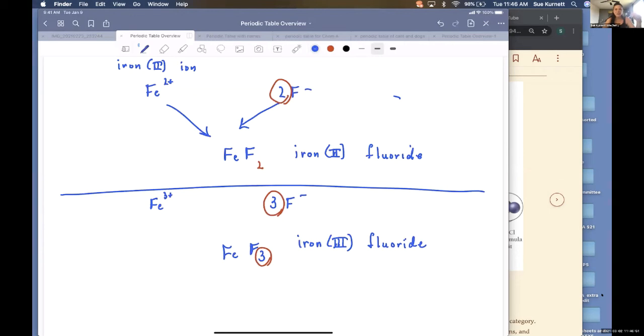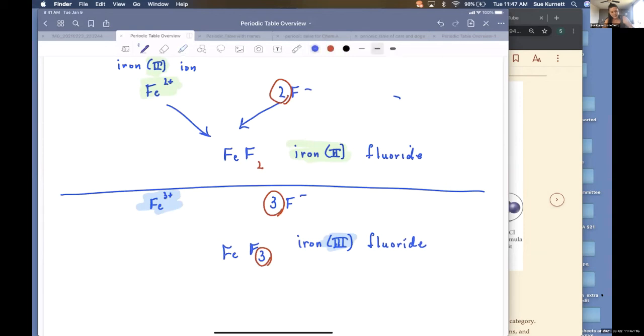So iron 2 is different than iron 3. It has different properties. It's far more reactive. It has a different color than iron 3. So they are different things. In the name, we have to state what they are because iron has more than one possibility. If it has a +2 charge, I need to say so. If the iron ion I'm talking about has a +3 charge, I need to say so.